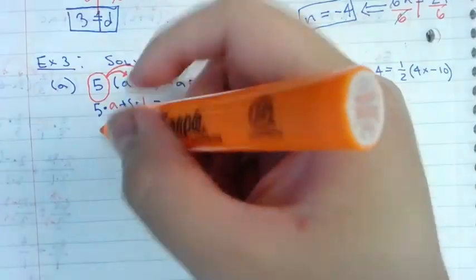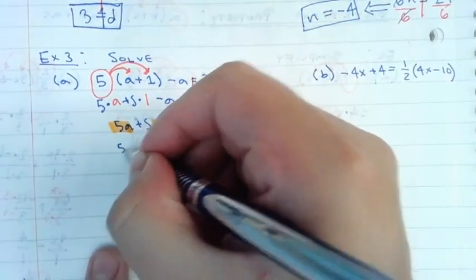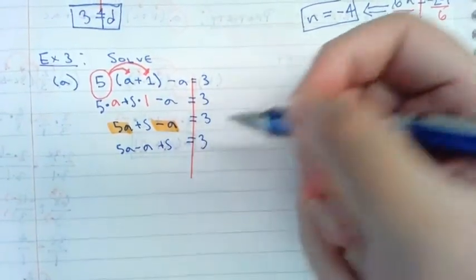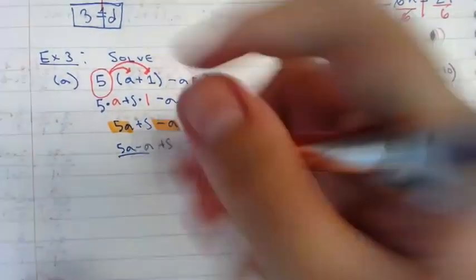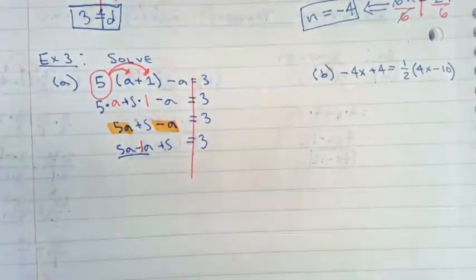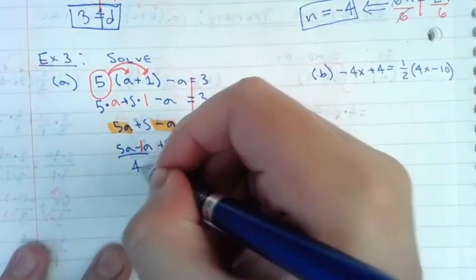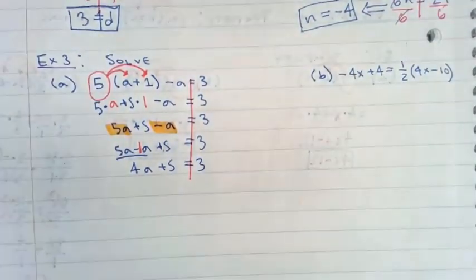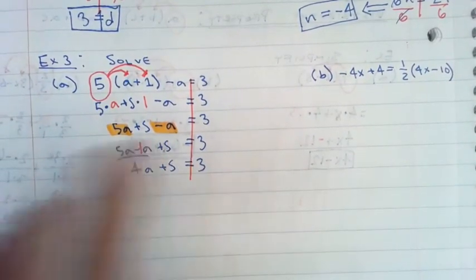So you have a 5a right here, you have a negative a right there. So then, I'm going to go ahead and rearrange it. We're going to go 5a minus a plus 5 equals 3. You know that 5a minus a, there's an imaginary 1 right here in the front. So then now, all you got to do is 5a minus 1a, that gives you 4a, plus 5 equals 3. And there you go. All your a's are together, plus 5 equals 3.